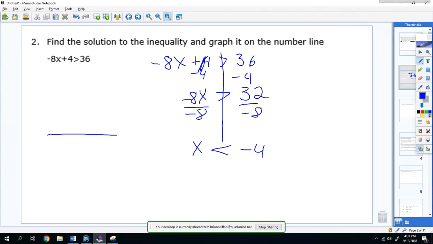So when you plot it, 0, negative 1, negative 2, negative 3, negative 4, negative 5. An open circle will go above the negative 4, and it will go to the left.